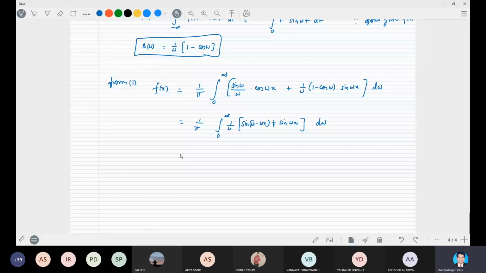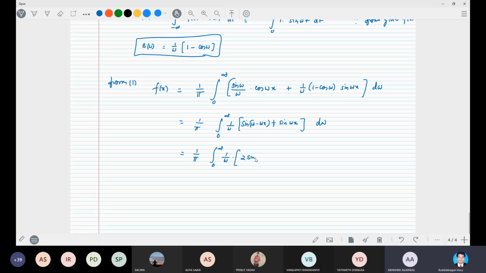Is equal to 1 by pi integral 0 to infinity 1 by omega. You know what is the form of this? sin A plus sin B. What is sin A plus sin B? Two sin (A plus B) by 2 into cos (A minus B) by 2.